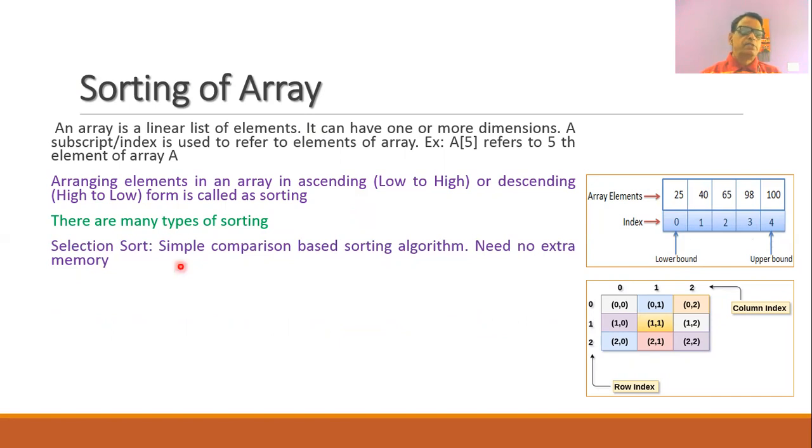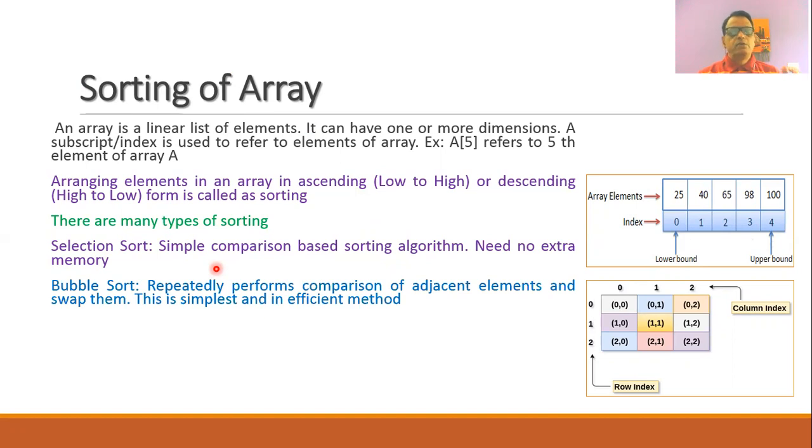For example, the first method is called selection sort. This is a simple comparison based method, and the advantage of this method is that it will not require any extra memory. Another method is called bubble sort. In this method, we always compare two adjacent elements, and if it is necessary, we swap them. Bubble sort is the simplest method and it is easy to understand, but you will find that this is an inefficient method.